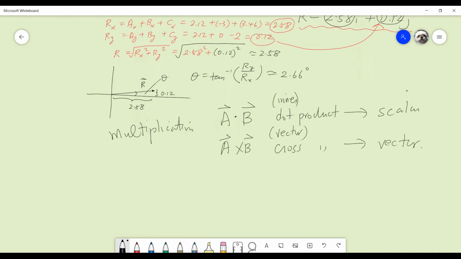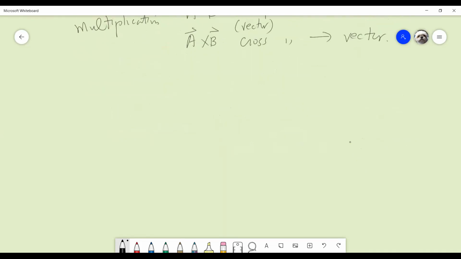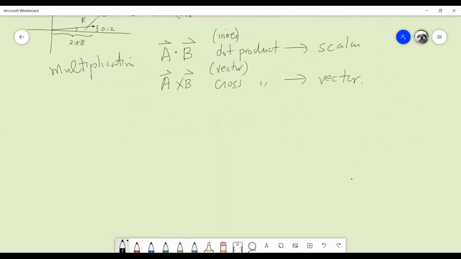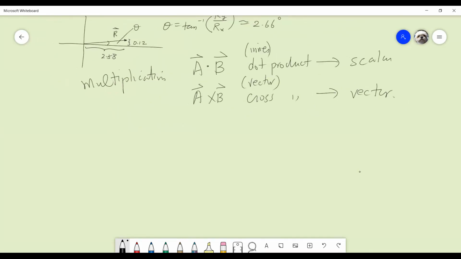Good? Now, first I want to define the dot product, right? What is a dot product? Now, you have two ways to write it. Let's say I have A dot B, right? A dot B is defined as the magnitude of A times the magnitude of B, and then multiplied by the cosine of the angle between them. Good?